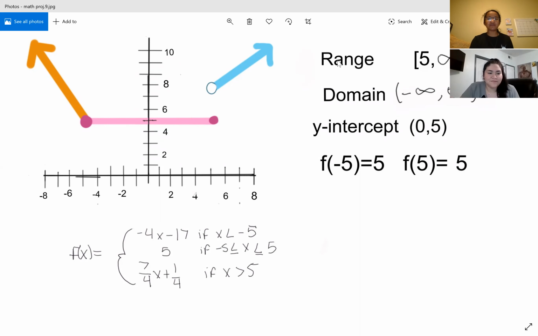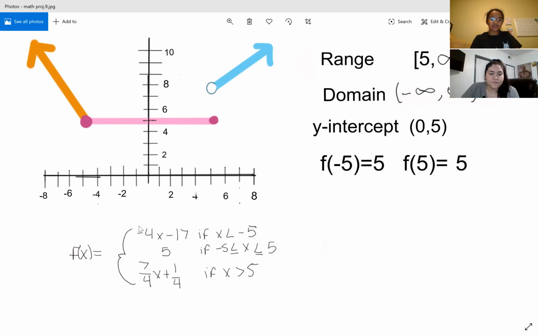And this is our project on the piecewise function. So, given the following piecewise function, we need to graph it, determine whether it's continuous, state the domain and range in interval notation, and lastly, find f of -5 and f of 5. So, a piecewise function is a function that has several pieces.